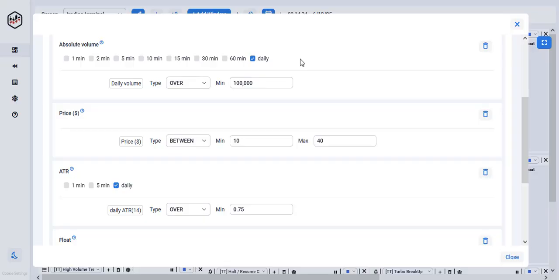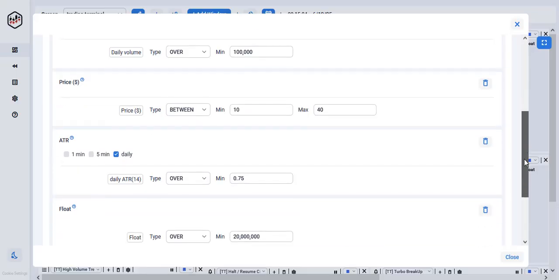The first thing we're going to look at is that our pre-market volume is over 100,000 shares. This gives us an idea that there is activity in this stock, that things are moving a little bit. If there was no trading activity pre-market, that's a sign that we may not have something that's going to move throughout the day. Our price range here is set between $10 and $40 per share. This is the range that I'm comfortable with. I will go more into that in another video, but right now this is where I'm comfortable trading.